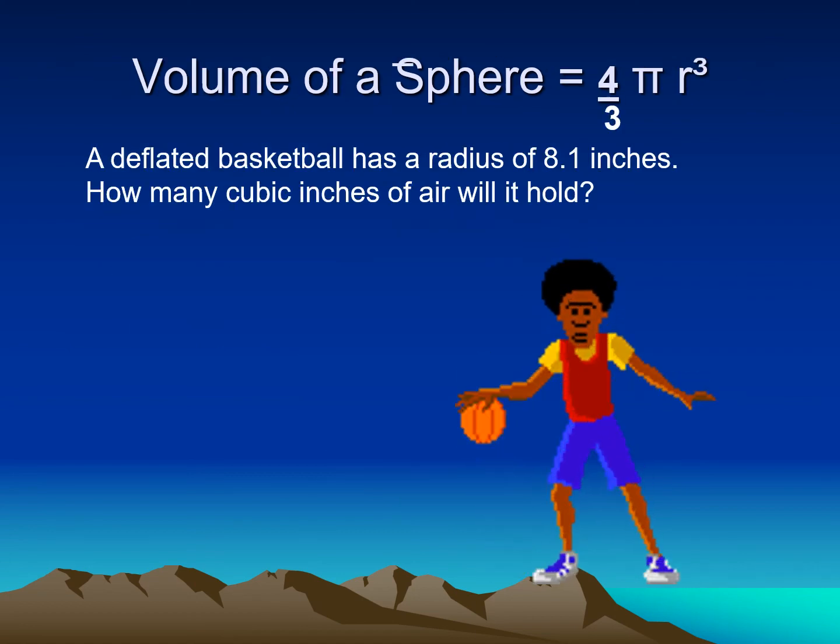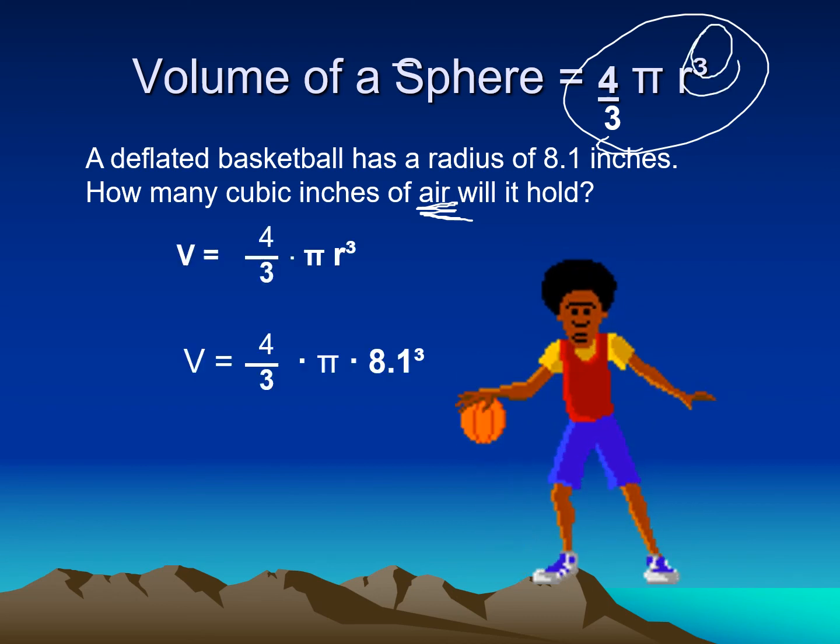All right, now volume, filling it up. How much cubic air will the ball hold? Cubic inches of air. So little boxes of air, how much? So you use the formula 4/3 pi r cubed. So that's a little different when you put that in the calculator. 4 divided by 3, of course, times pi times 8.1 cubed.